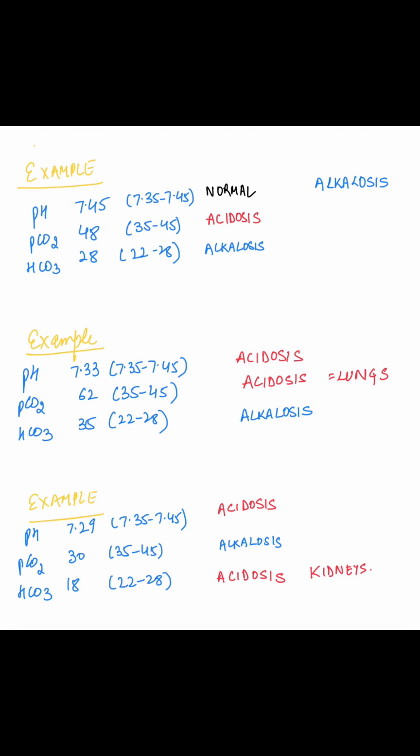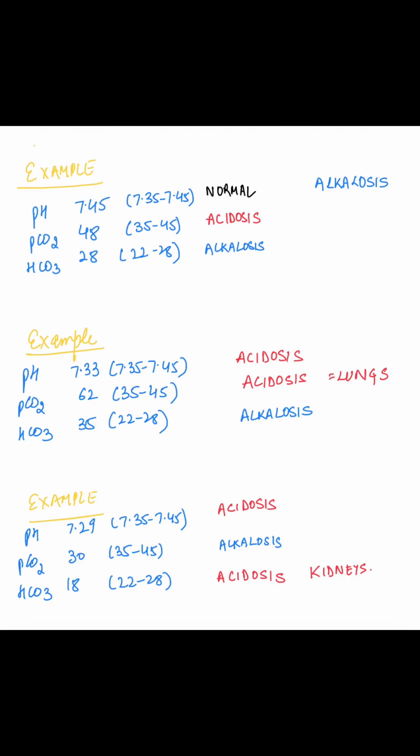In the next example, pH is 7.33, means acidic. Carbon dioxide on the higher side, that means acidosis, means lungs are involved. So respiratory opposite. Bicarbonates 35 on a higher side, it's alkalosis, means there is some type of compensation going on. So this patient has respiratory acidosis. Whether it's partial or fully compensated: in this case it is outside the normal pH range, that is 7.35 to 7.45. So this is partially compensated respiratory acidosis.